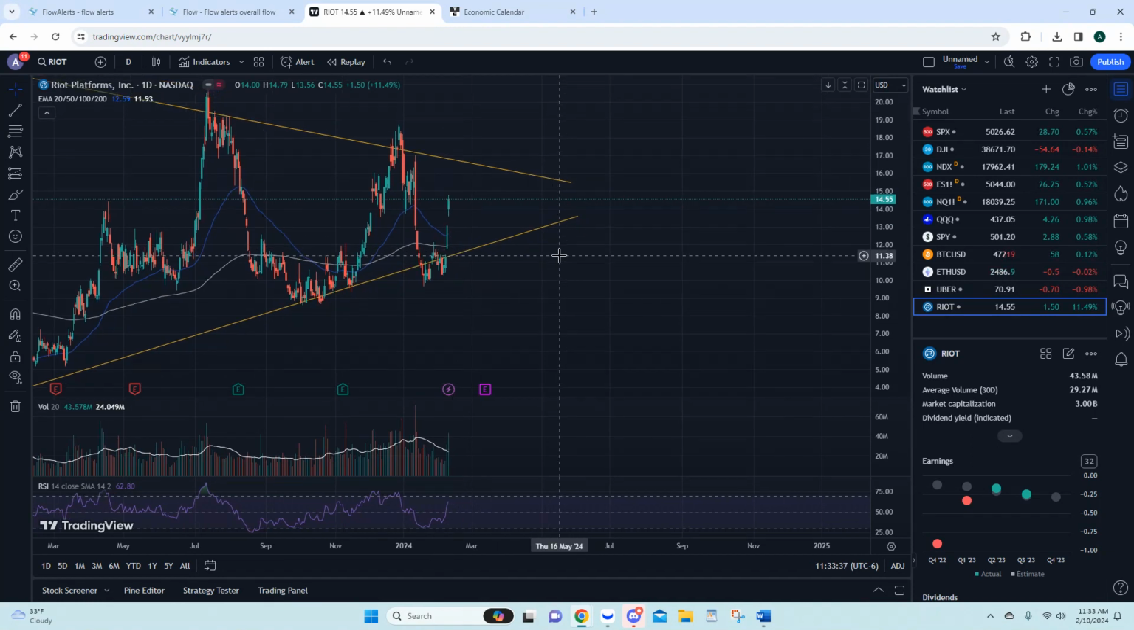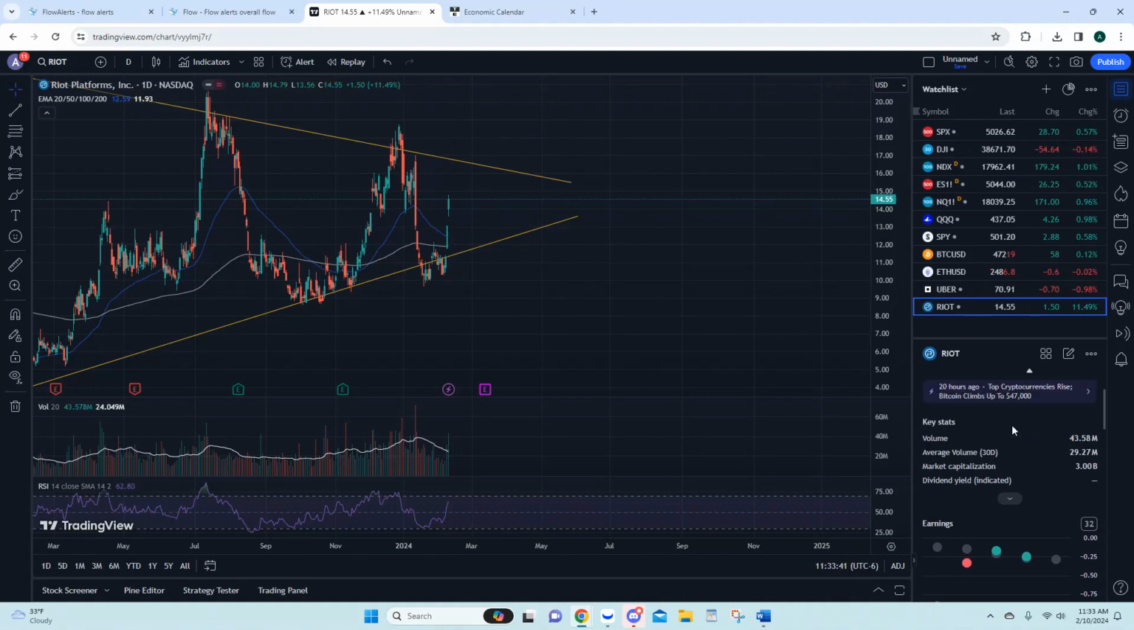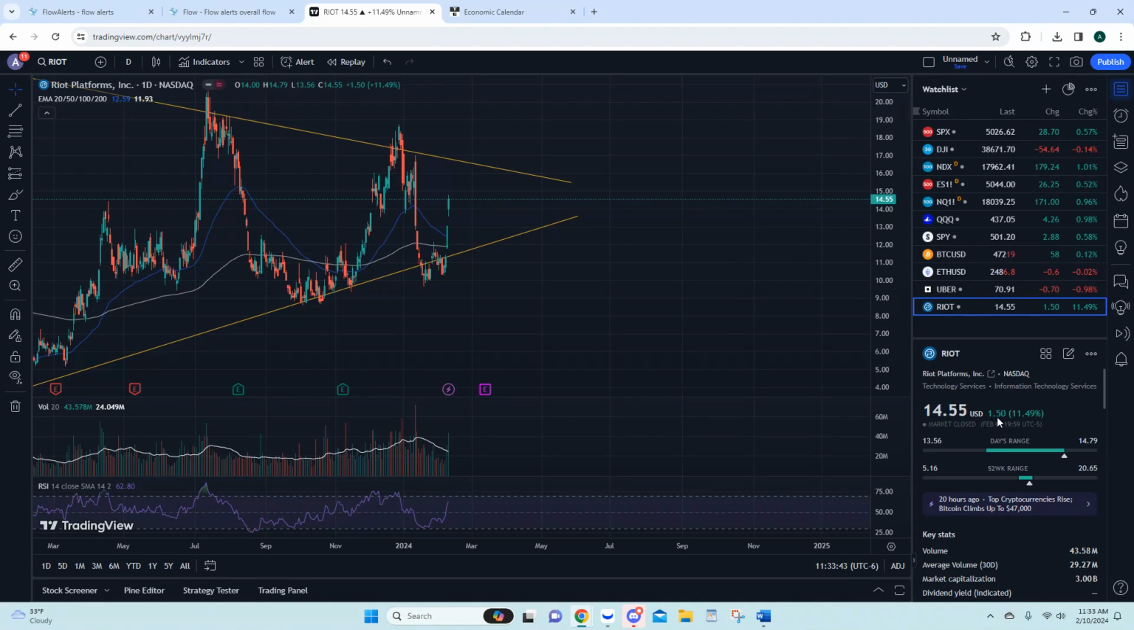So this is a very slow mover. Obviously, you can see we get a $1.50 move. That's an 11% move in the day. That's huge.